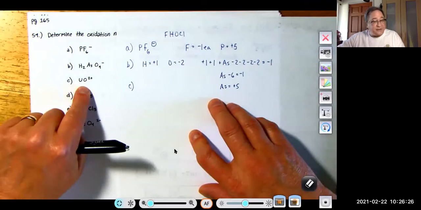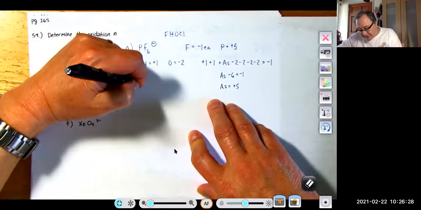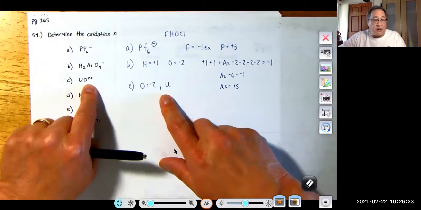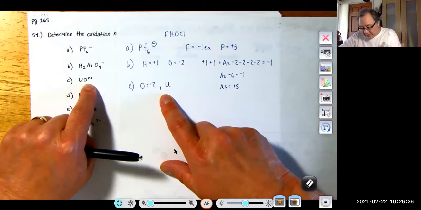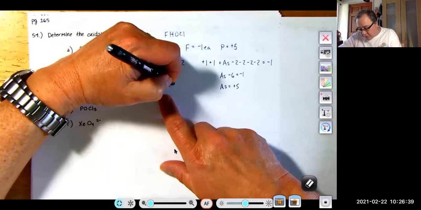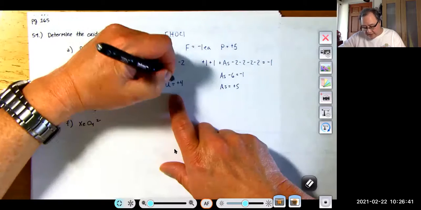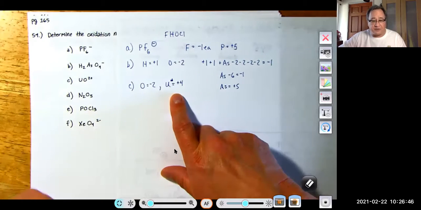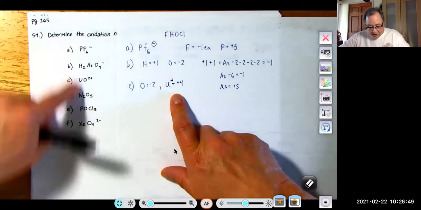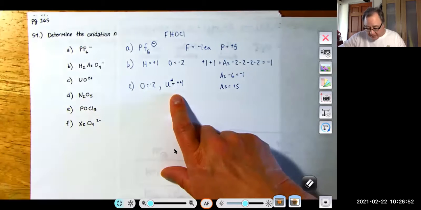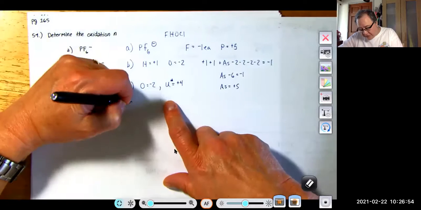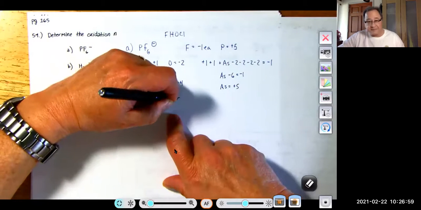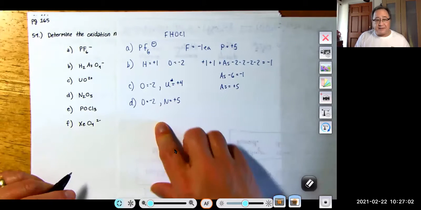Okay, for C, we know that oxygen is a -2. So what does uranium have to be so that we overall have a +2 charge? And the answer is it's got to be +4. Now, remember, these are not charges on the atoms. They are oxidation numbers, because all of these are atoms that are pretty much covalently bonded together. So D, the oxygens are -2, so the nitrogen is +5. You can see I'm speeding up a little bit.